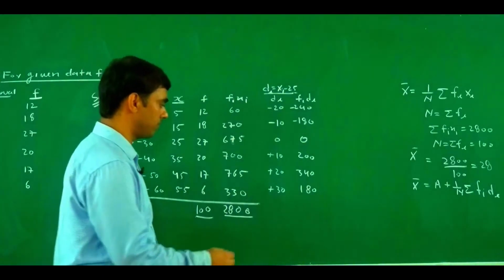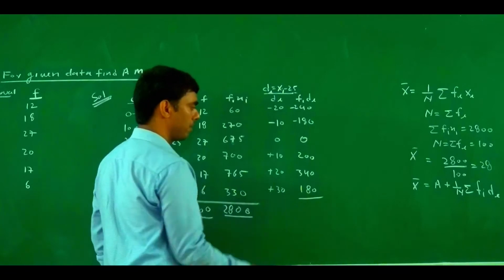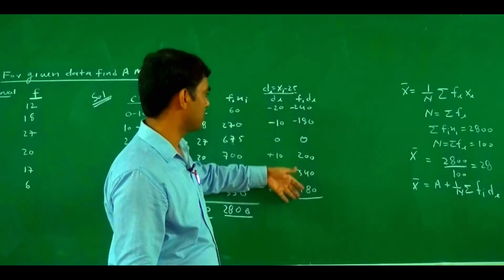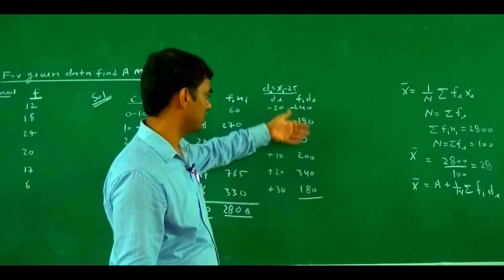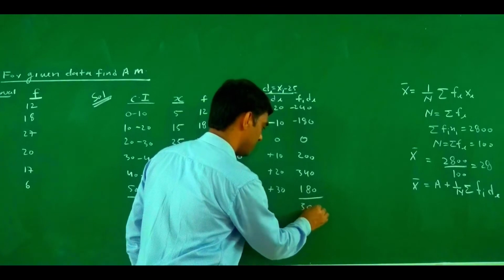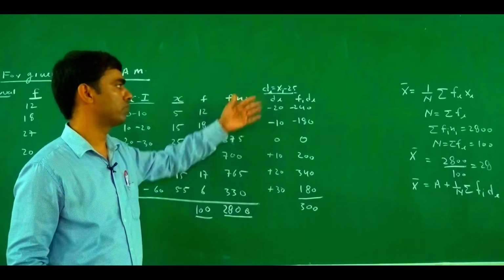So what is the value of Σfidi here? We find the sum: this becomes 180, this one cancels out (plus minus), then 240. What is the value? The value becomes 300. The calculation becomes very easy if we use this di.